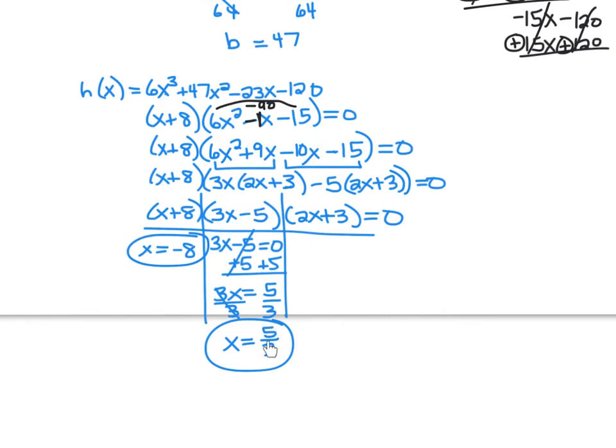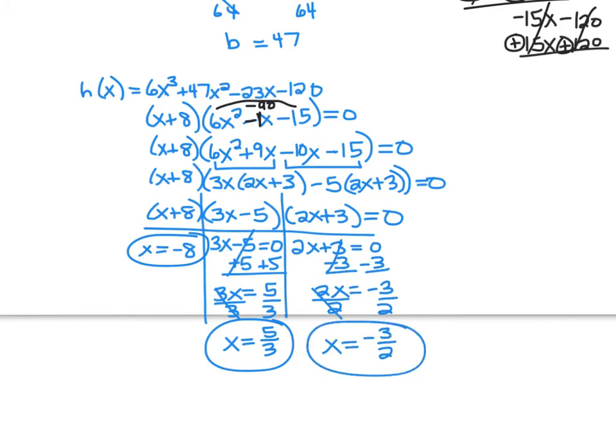If you substituted 5/3 back into this expression, it would be equal to 0. So please leave it as a fraction. All right, now here, let's do the same thing. So we're going to take 2x plus 3, set it equal to 0, and solve. All right, so we're going to subtract 3 from both sides of the equation, leaving us with 2x equals negative 3, and then divide by 2, which leaves us with x equals negative 3/2.